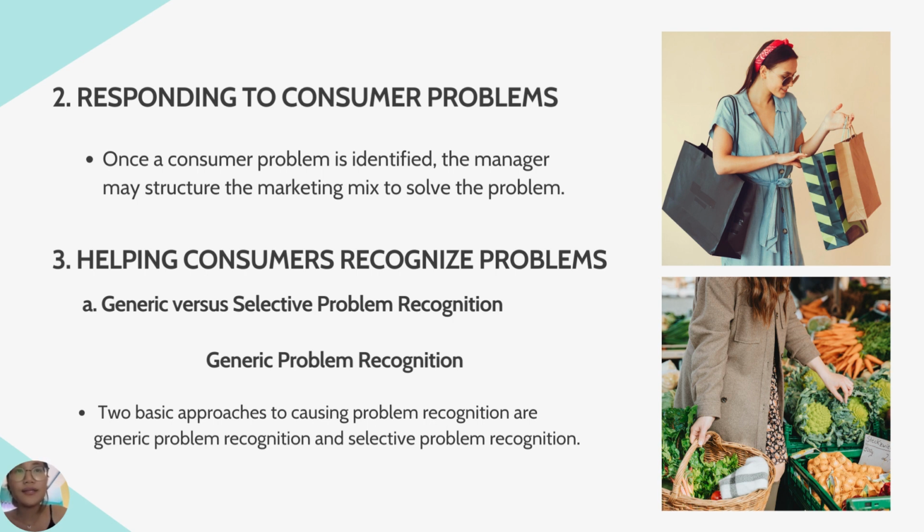And the third part is helping consumers recognize problems. We have generic versus selective problem recognition. Moving to generic problem recognition: generally a firm will attempt to influence generic problem recognition when the problem is low in importance and one of the following conditions exists. The first is that it is early in the product's life cycle. The second is that the firm has a high percentage of the market. The third is that external research after problem recognition is apt to be limited. And the last is an industry-wide cooperative effort.